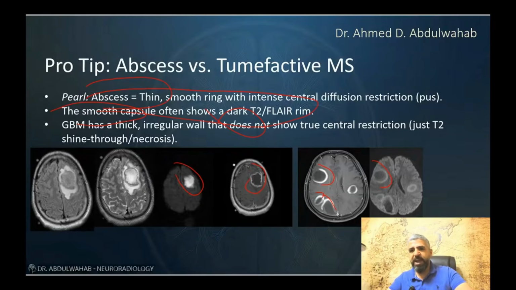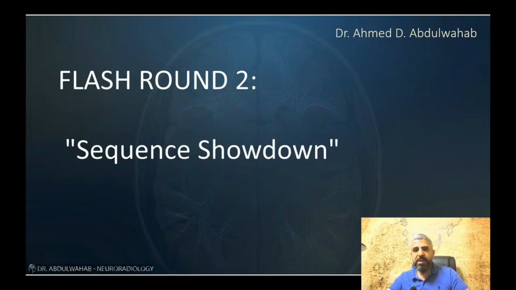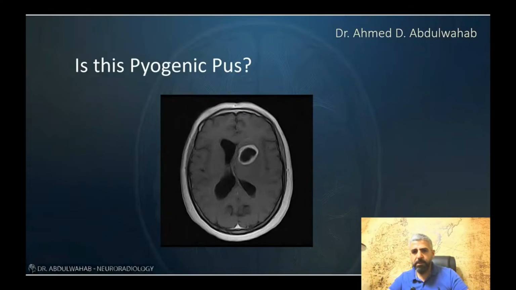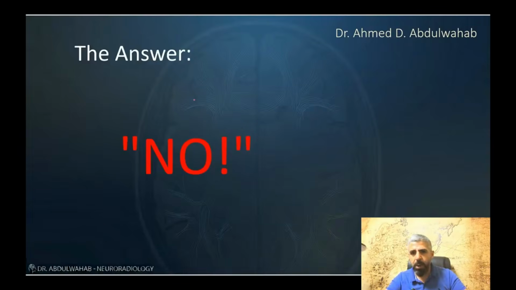Are you ready for flash round number 2? It's called sequence showdown. Question: is this pyogenic pus? No time. Can you tell this is an abscess only with this post-contrast T1 image? Of course, the answer is no. This is not an abscess. Contrast only shows the wall. You must have ADC and diffusion to prove the center is pus. Contrast without diffusion is just a broken wall. Diffusion tells you what is inside.